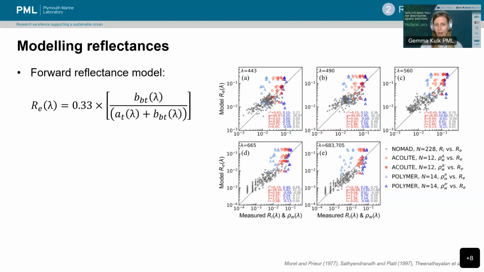And the figure on the right shows the comparisons between the measured and the modeled reflectances from the NOMAD dataset in gray, and the modeled reflectances from the in situ dataset from Lake Vembanad and the satellite-derived reflectances from ACOLITE in red and POLYMER in blue.